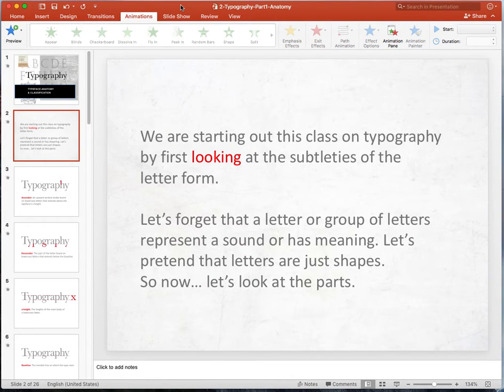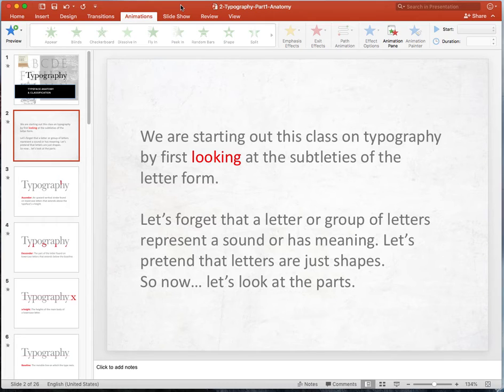We're starting out this class on typography by first looking. Remember? Looking. I just didn't look well enough. I didn't have the background. So it's hard to see something if you don't have the background. And that's why I am encouraging you and trying to explain to you to be soft on yourself, be patient, but also work hard at learning this, okay? Not a lot of people really understand typography very well.